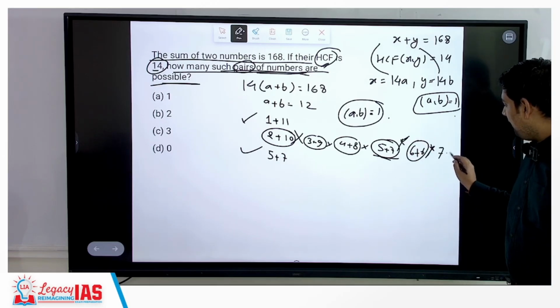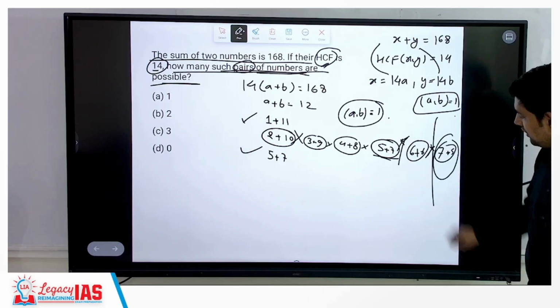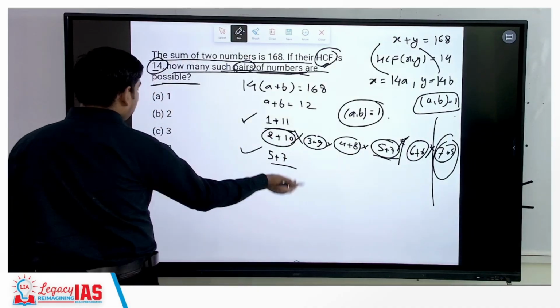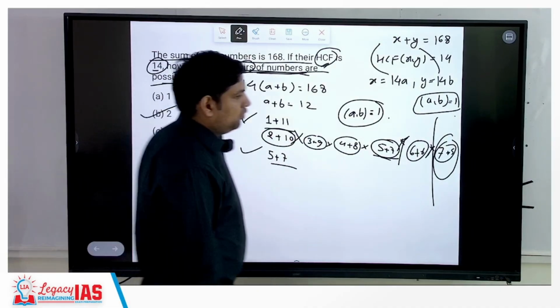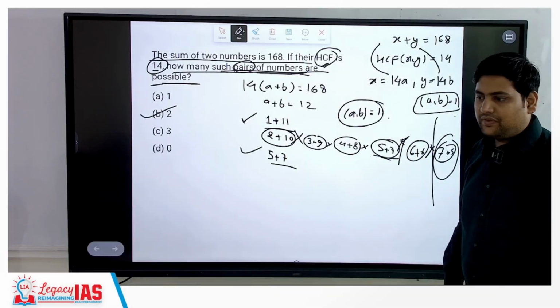Then 7 plus 5. So this is just repetition from here. So now you will get all the repetitions. So how many did you get? Only 2: 1 and 11, and 5 and 7. The answer will be 2. How many pairs are there? Got it?